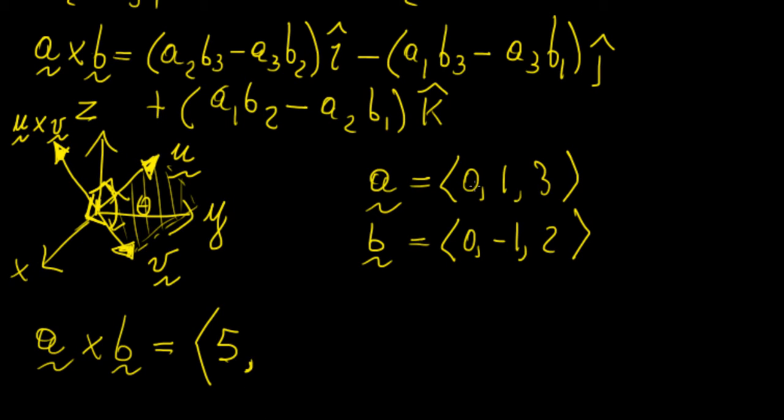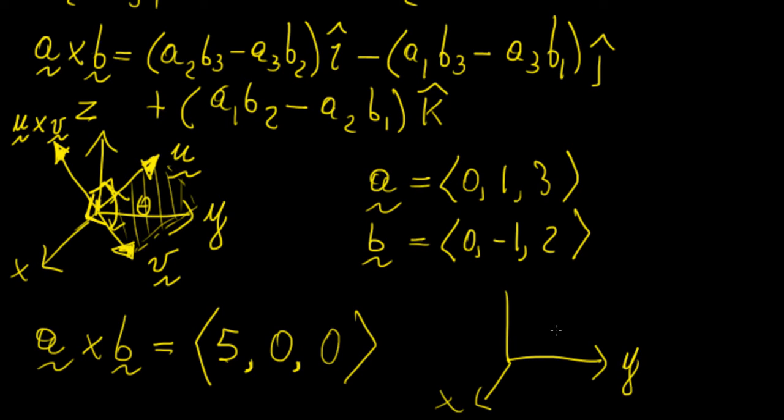Now for the second component, we have 0 times 2, 3 times 0. So that's just going to be 0. And then for the third one, we're going to have 0 times 1 and 1 times 0. So 0 again. Now, if we were to plot this on a set of axes, so x, y, and z, what do you think we would get?